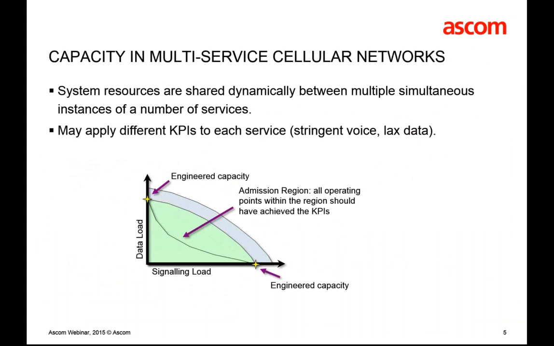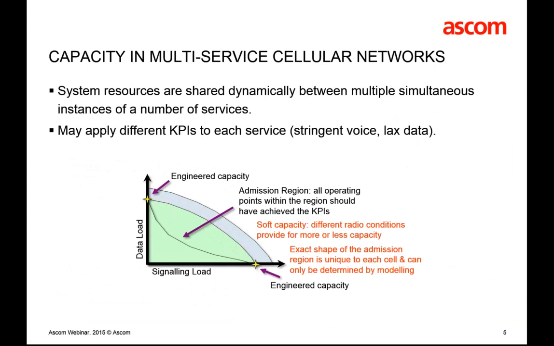Soft capacity that Max was just talking about is where even if you are monitoring these admission regions and predicting how they go under different radio conditions, you could have an admission region boundary out here at this blue boundary, or it could contract further. Soft capacity is the breathing of the size of these admission region boundaries. So under different radio conditions, we've got more or less capacity. So the exact shape and size of this admission region are unique to each cell, unique to the way you've set your business decisions, unique to the way you set your target KPIs. And they can really only be determined by modeling.